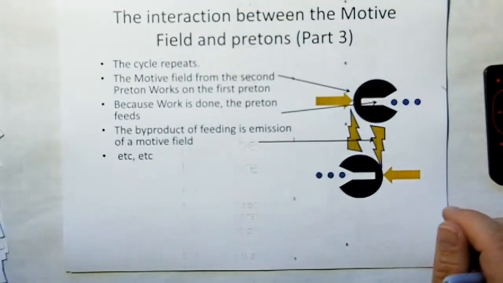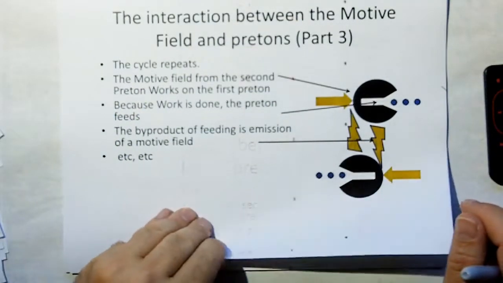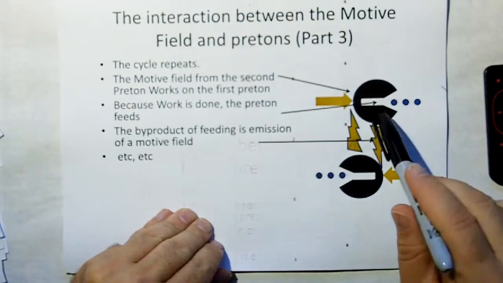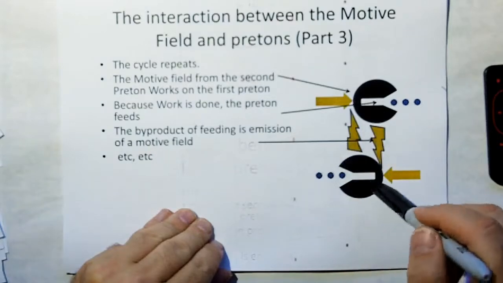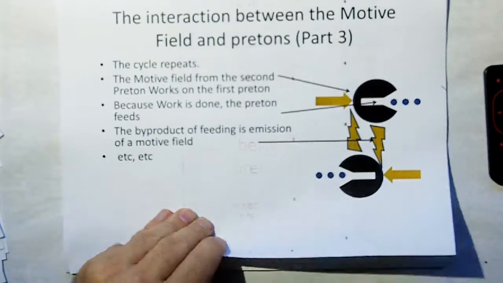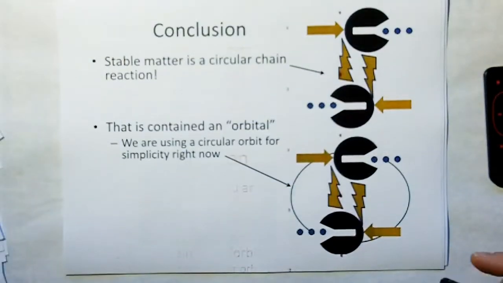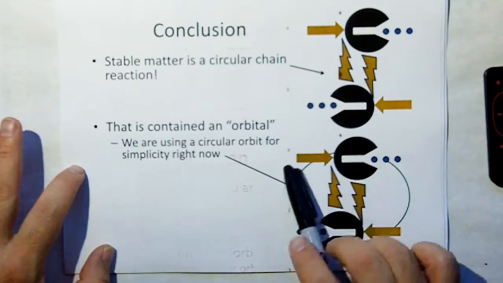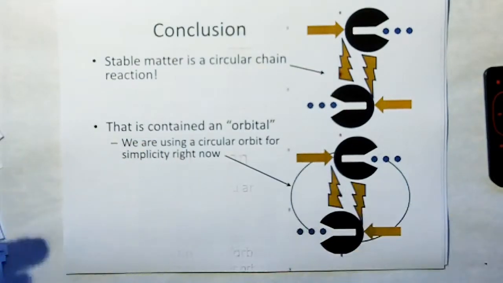And this thing goes around and around and around. This is like a chain reaction, a self-regenerating system of feeding and energy emission. It is essentially a circular chain reaction, or a regenerative chain reaction, whatever you want to call it. Now it's contained in an orbital. That's what we're calling this containment. We're calling it an orbital, which it is.